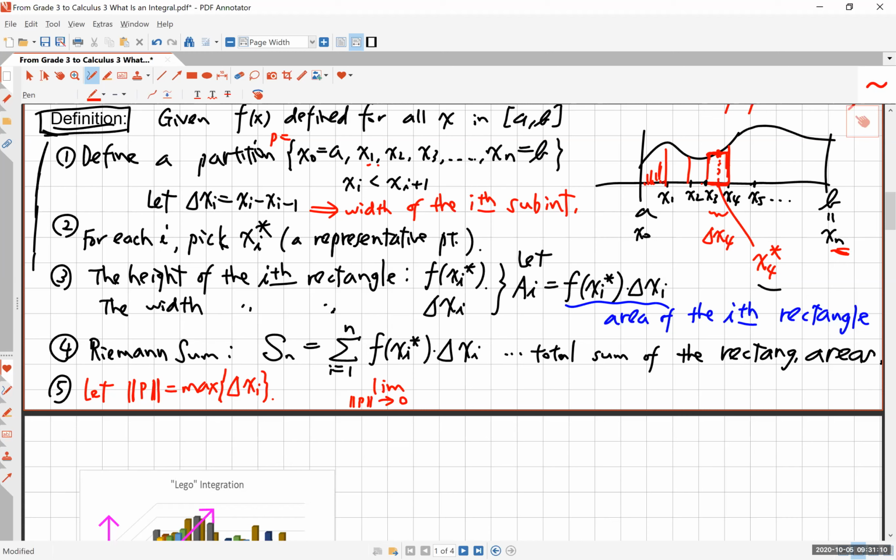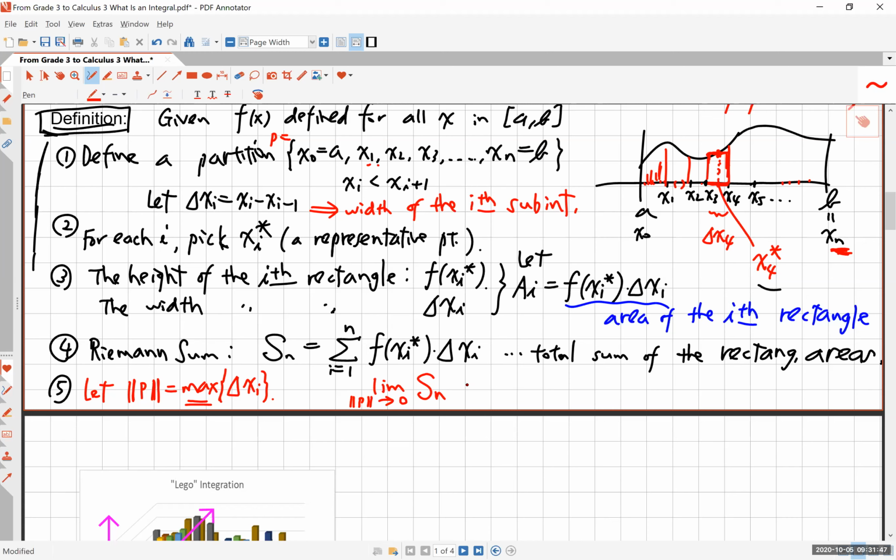We want every one of these intervals to get smaller and smaller. That's why I want the maximum one to go to 0, because then every one of these intervals will go to 0. And of course, n would increase tremendously. It'll go to infinity if the biggest of these subintervals goes to 0. So you take the limit of Sn, the Riemann sum, and now you are going to have more and more numbers added, but it'll approach a limit if f is continuous, or if f is what we call integrable. If the limit exists, we call that function integrable.